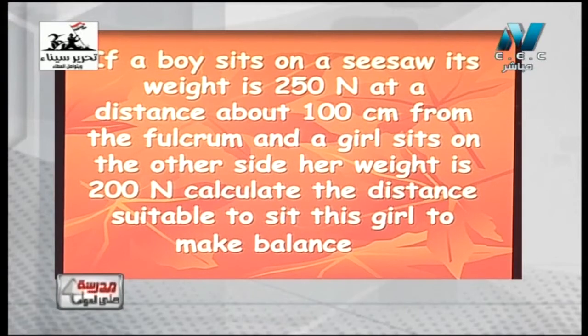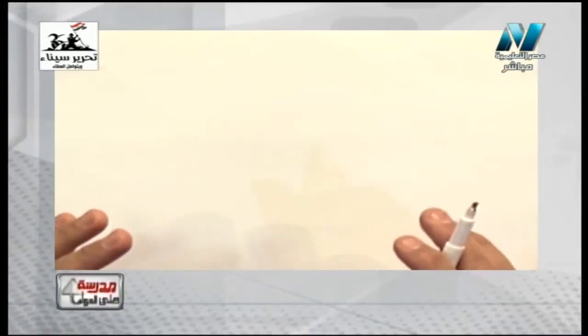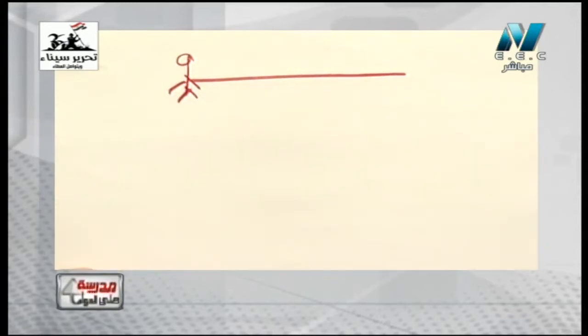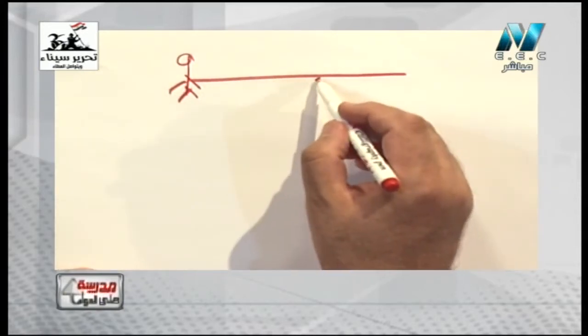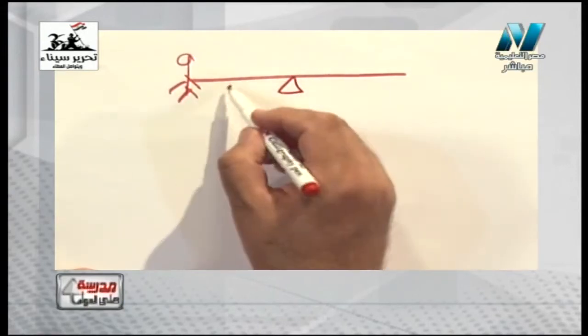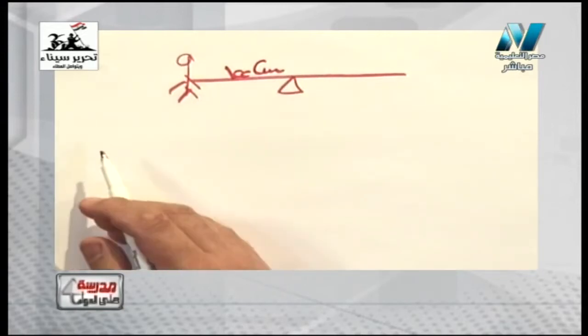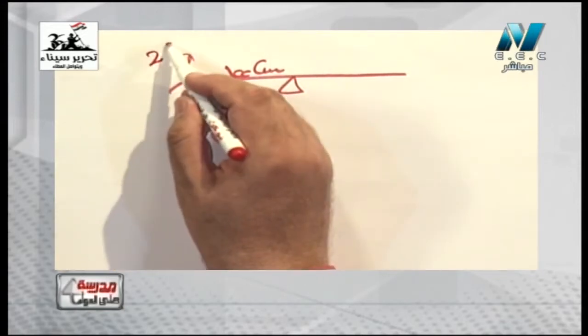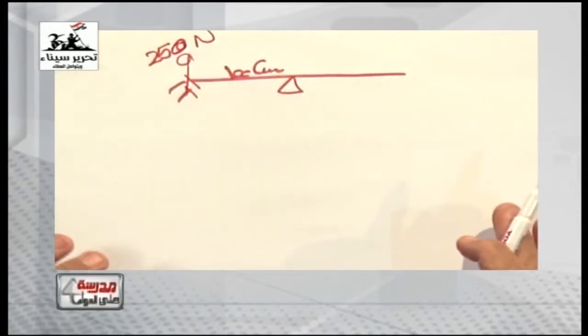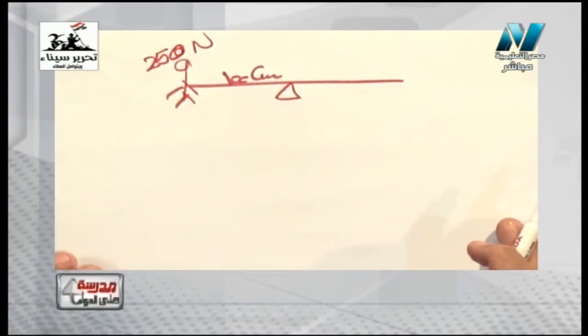هنا هعمل بس simple drawing للproblem دي تخيل شكلها مع بعض. Let us draw a simple drawing for this problem. I can imagine that the boy is sitting on the seesaw at 100 centimeter, and he has 250 newton. ناخد بالنا ان هي مش كيلوغرام هي نيوتن. طبعا لو الكيلوغرام هتبقى 25 كيلوغرام only. بس ما حدش يستغرب من رقم كبير قوي يعني.